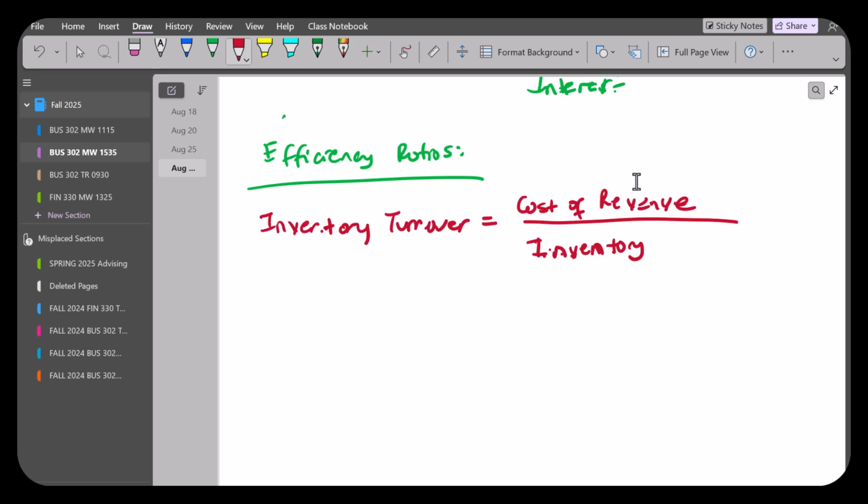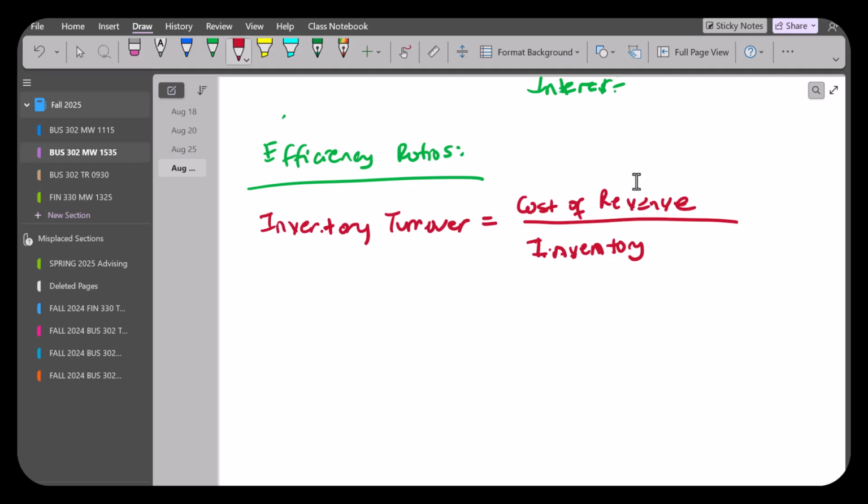The reason we use cost of revenue instead of sales is that inventory in the books is recorded at cost. So if I compare it to sales, especially if I'm doing this comparison over the years or across companies, part of sales is cost of revenue. The other part is how much gross margin you have. If two firms differ quite a bit in their gross margin, then the comparison using sales over inventory is kind of a dirty comparison.